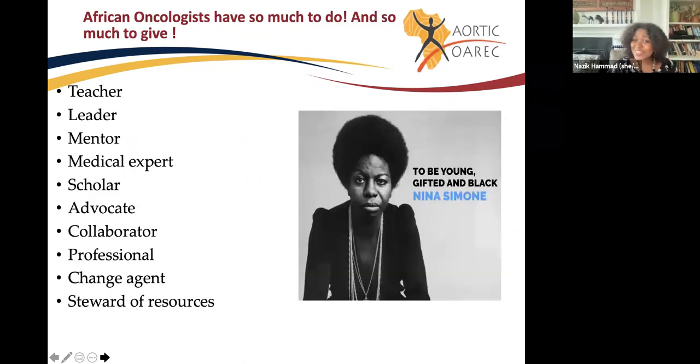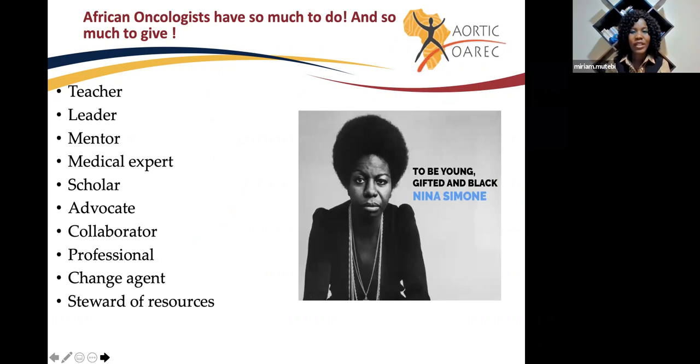And I think in closing, I would say it's a great time to be an African oncologist. There's lots to do, but there's also so much to give. We wear many hats. We're teachers, leaders, mentors, medical experts, scholars, advocates, collaborators, professionals. My particular favorite is change agents and stewards of resources. And so it's being cognizant of that, and how we use those resources to ultimately give value to our patients.